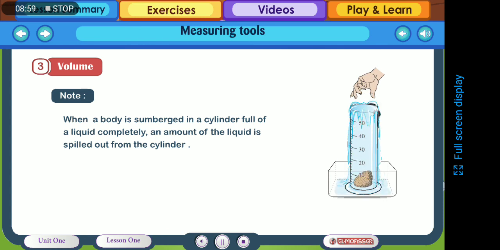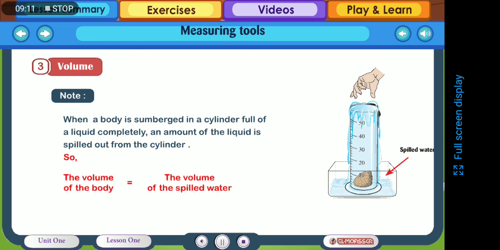When a body is completely submerged in a cylinder full of liquid, an amount of liquid is spilled out from the cylinder, and this amount of water which is spilled out equals the volume of the body.